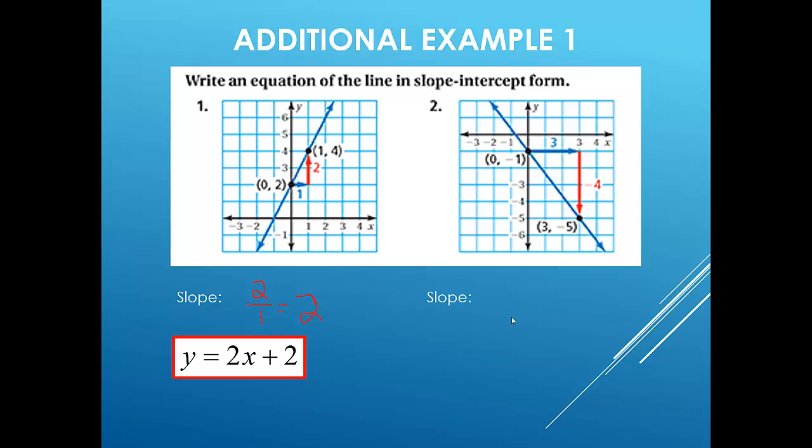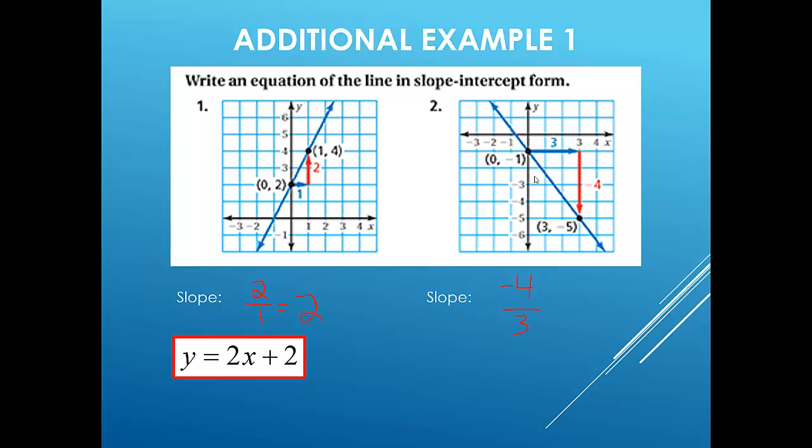For number 2, we're going to use our graph of our line to find the slope. We have 2 points. One is at (0, -1), and the second one is at (3, -5). We're going over to the right 3, so that's positive 3. That was our run. And our rise, we go down 4, so it's negative 4. So our rise is negative 4 and our run is 3. So our slope is negative 4/3.